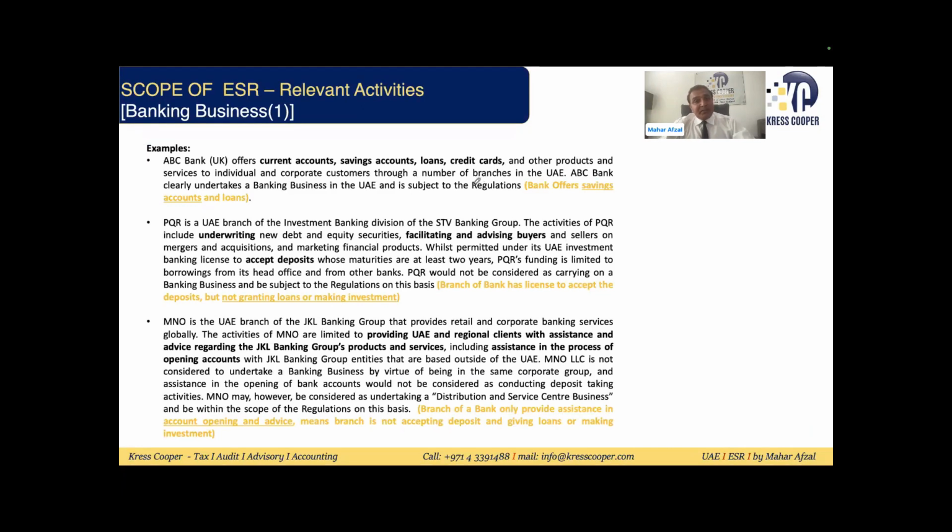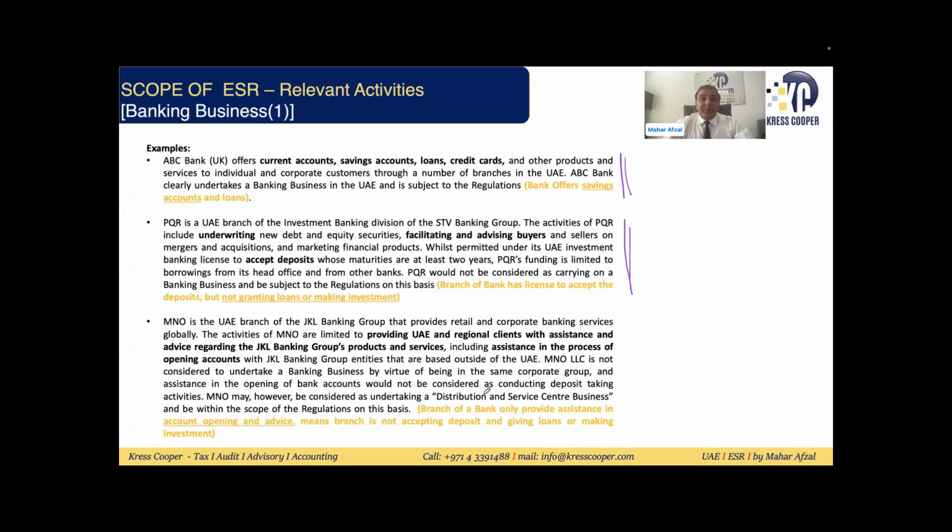In the first example, the bank offers saving accounts and loans, meaning the bank is taking deposits and giving loans as well. Yes, the entity is involved in the banking business. In the second, the branch bank has a license to accept deposits. The bank is accepting the deposit, but the bank is not giving loans. So it will not be assumed that the bank is doing the relevant activity.